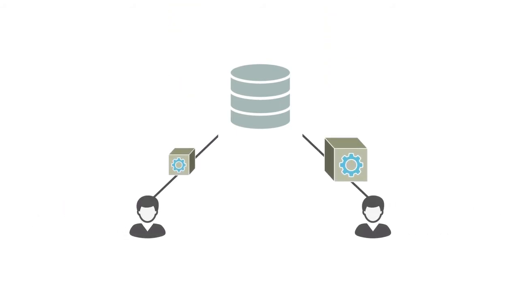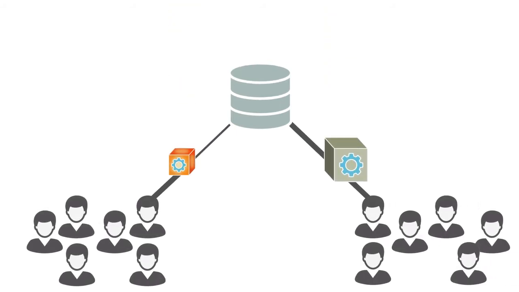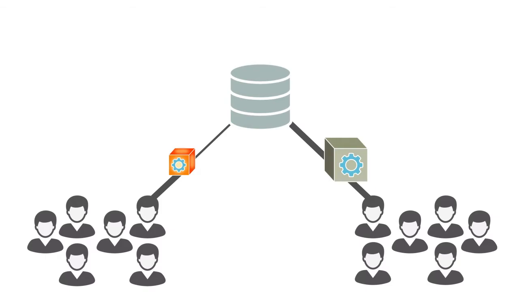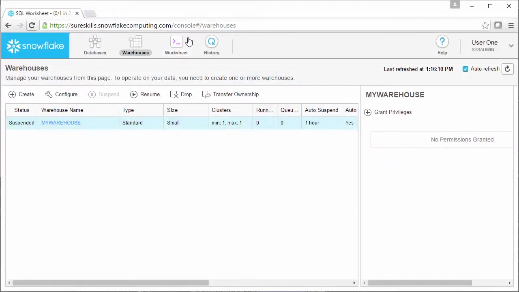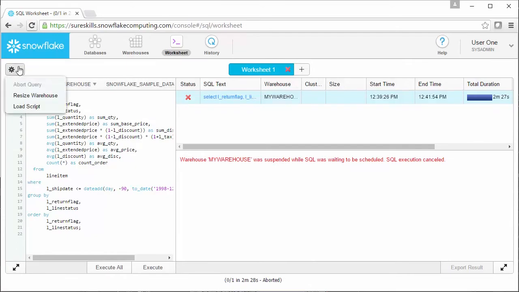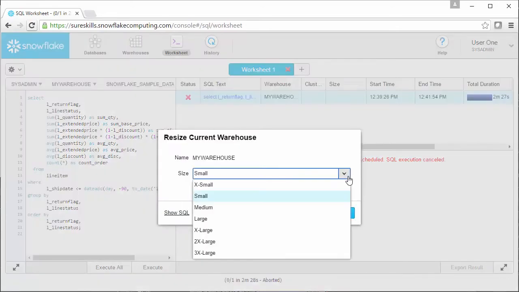Snowflake provides two main options for increasing resources: warehouse resizing and multi-cluster warehouses. Increase the size of a warehouse if your queries are not running fast enough or data is loading slowly, which may happen when loading a large number of files. You can resize a warehouse at any time, either through the interface or using SQL.